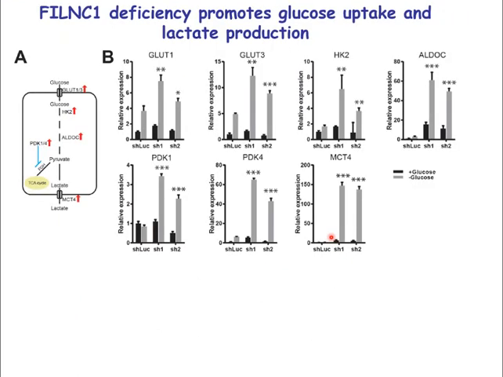Now, the next question is, what's going on here, right? We did a bunch of studies, and eventually we found that this non-coding RNA can regulate glucose uptake and lactate production. What's shown here is that FLINK1 can regulate many genes involved in glycolysis. This is the pathway which can metabolize glucose to pyruvate, right?